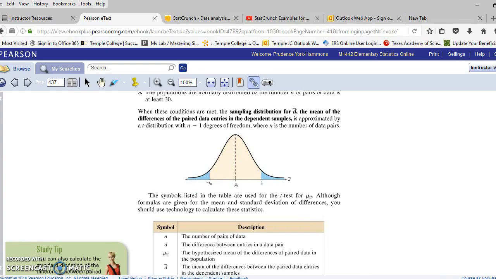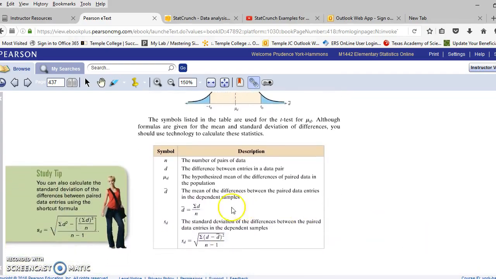And they talk about what each of the variables are. N is the number of pairs of data. D is the difference between entries in a data pair. Mu subscript D is the hypothesized mean of the differences of paired data in the population. And D bar is the mean of the differences between the paired data entries in the dependent samples. And we just told you that D bar was the sum of D over N. And the standard deviation of those differences can be found by using this particular formula.